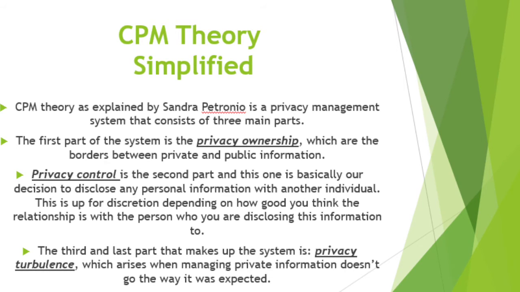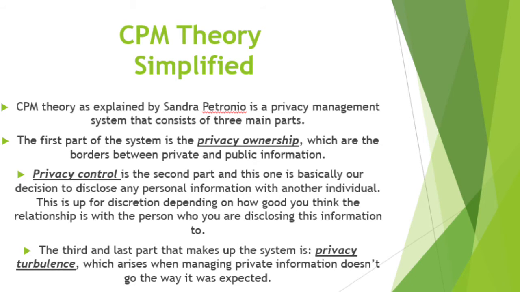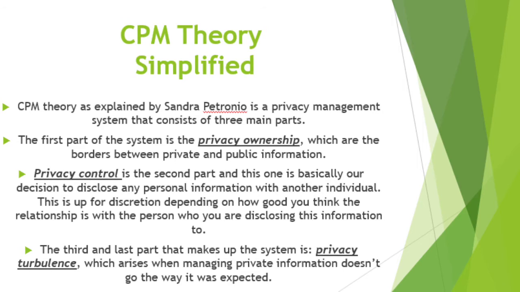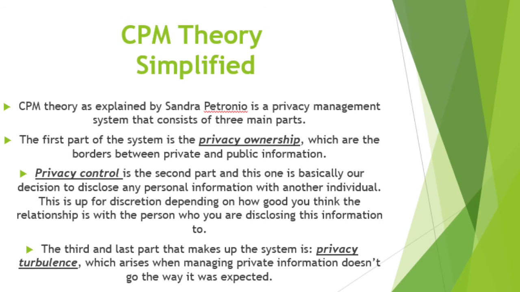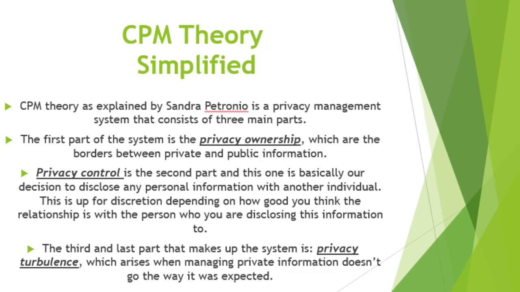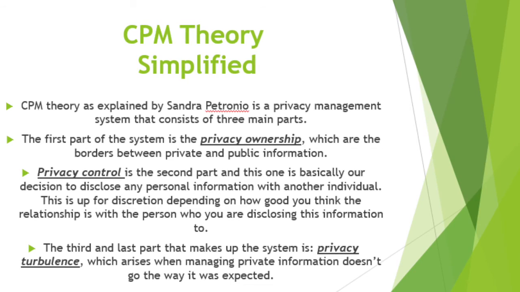The third and last part that makes up the system is privacy turbulence, which arises when managing private information doesn't go the way that is expected. See, I told you, you might have experienced this in the past, since it's something that we face more than once in our lives because of our constant interaction with friends and relatives.